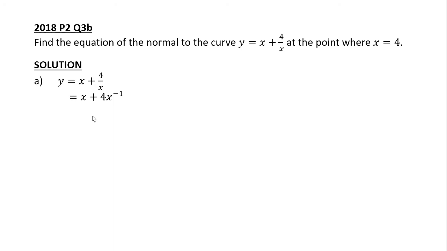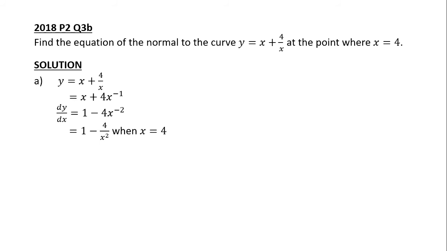Then to find our dy dx, we are going to multiply our power 1 times our coefficient 1, and then we'll subtract 1 minus 1 here, which is going to give us a 0. X to the power 0 is the same as 1. 1 times 1 will give us a 1. And then we'll multiply negative 1 times our positive 4, which will give us a negative 4. Subtract negative 1 minus 1, that will give us a negative 2. So our dy dx will be 1 minus 4x to the power negative 2, which is equal to 1 minus 4 over x squared.